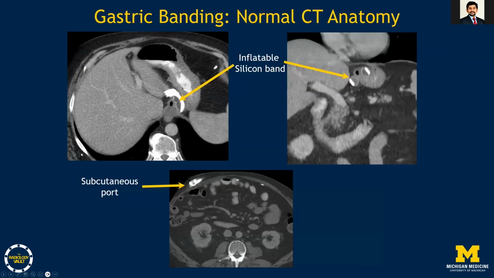On CT, when you're looking at the lap band, you see this high density band, and then within it, along the inner aspect, you can see a silicone band, which is actually fluid filled, and this is what is inflated or deflated with the saline that is injected through the subcutaneous port.